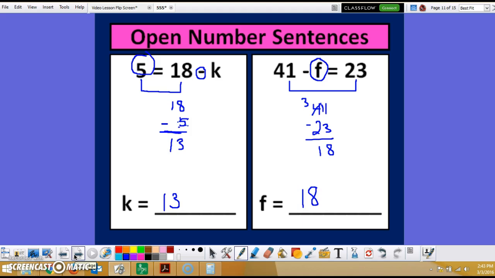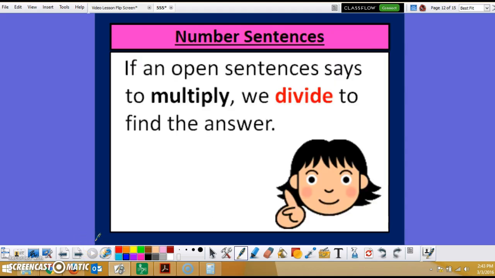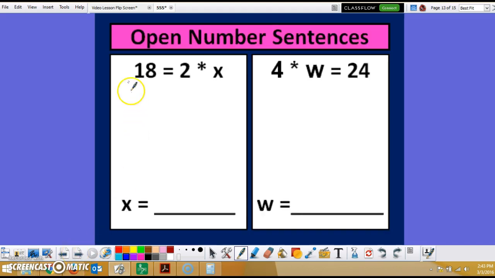What about multiplication and division? Well, the standard rule for both multiplication and division is that you will be dividing. If an open sentence says to multiply, you're going to do the inverse operation. Let's take a look at examples for that first. 18 equals 2 times x. It doesn't matter if it's x times 2 or 2 times x because of the commutative property. So in this case, I'm going to divide. I take the pieces of information that I know, and I do the opposite operation. And anytime I'm multiplying or dividing, I'm always going to divide. That's the rule of thumb. 18 divided by 2 is 9, so x is 9. And you can test it out.